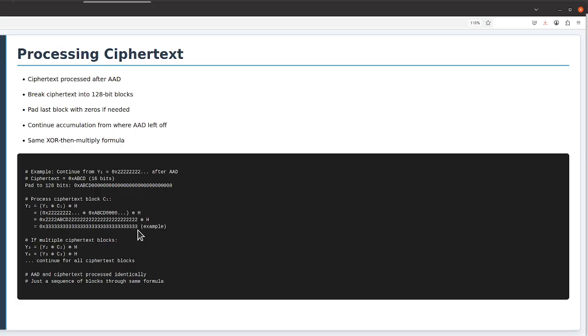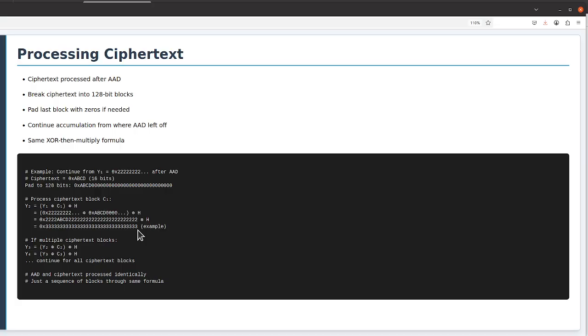Notice that both AAD and ciphertext are processed the same way. XOR with the accumulator, then multiply by H. The GHASH function does not distinguish between AAD and ciphertext in terms of how it processes them. They are just a sequence of blocks that get fed through the same iterative formula. After processing all AAD and ciphertext blocks, you have an accumulator value Y_(A+C) that represents the authentication of all that data. But we are not done yet.